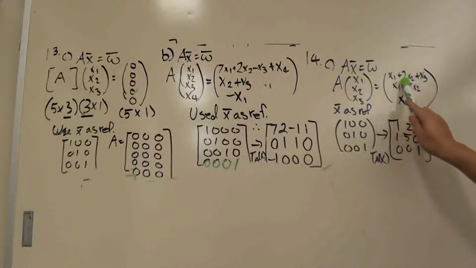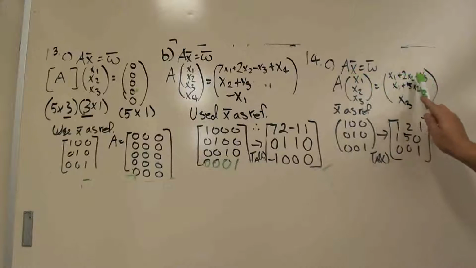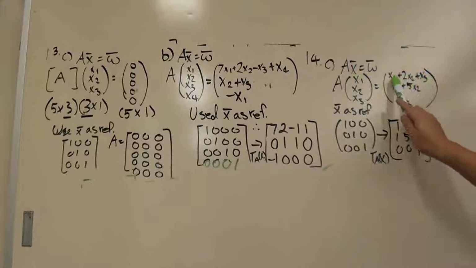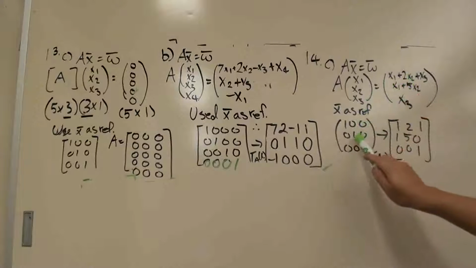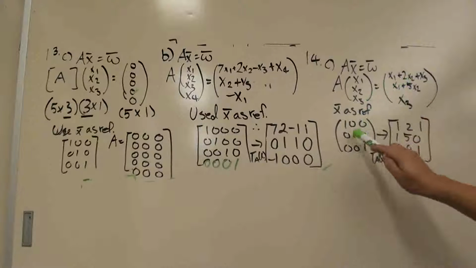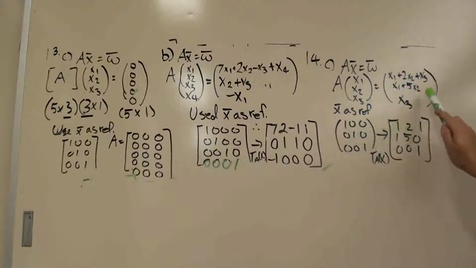So x1 plus 2x2 plus x3, right? x1 right here, no other changes, so I'm just going to put 1. x2 right here, but times by 2, so that becomes 2 in the middle, so 2 goes here. x3, just x3, no changes, so that's going to be 1, 2, 1.